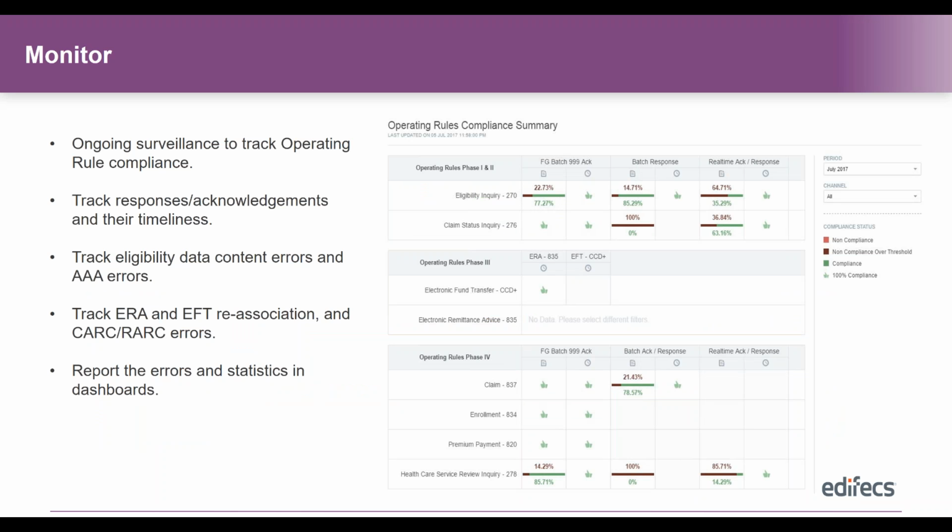So here you can see an example of what we call the executive dashboard or compliance summary. This dashboard is broken down into phase 1 and 2, phase 3 and phase 4. For each transaction that is part of that phase, you can see exactly the status, what percentage of transactions adhere to the rules and how many don't.